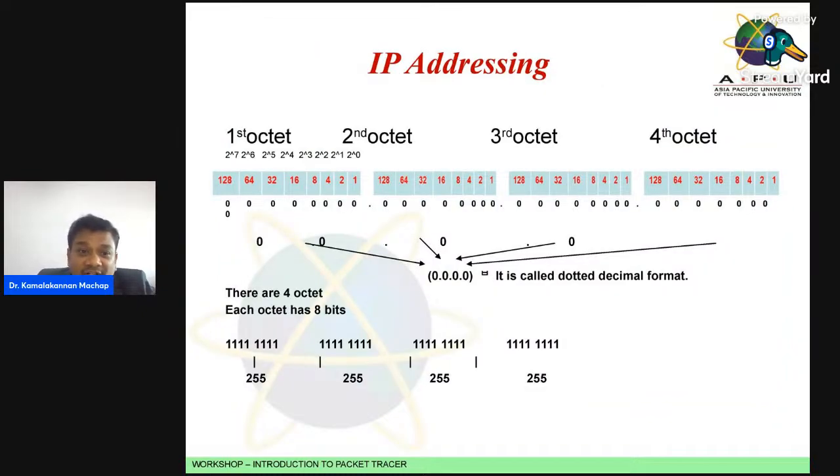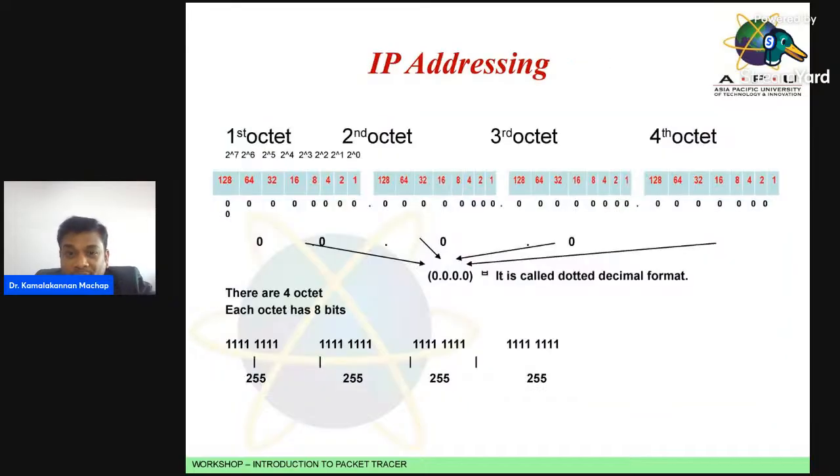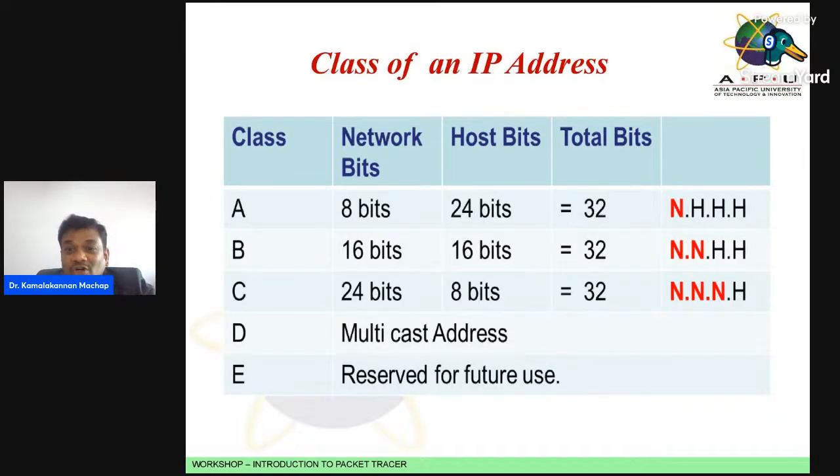The first 8 bits are 1, 2, 3, 4, 5, 6, 7, 8, the first octet. All of this first octet goes to the network bits. Then the remaining second, third, and fourth octets, which means 8 plus 8 plus 8, the 24 bits go to the host bits. So 8 plus 24, we get a total bit length of 32 for class A.